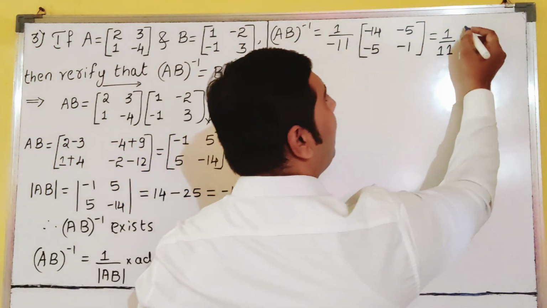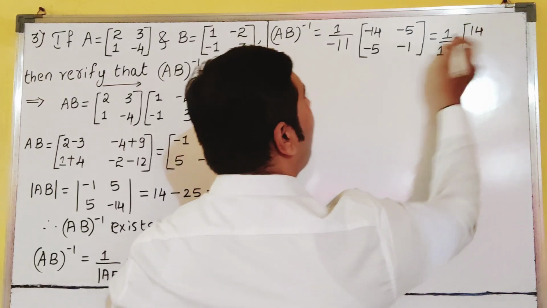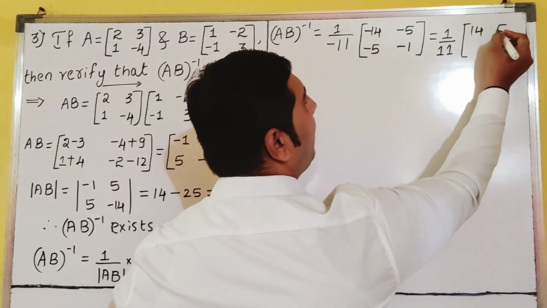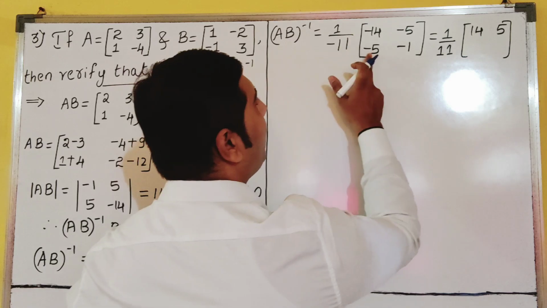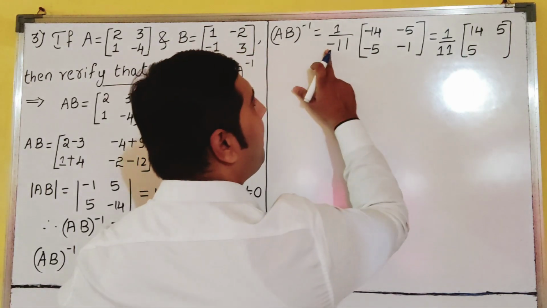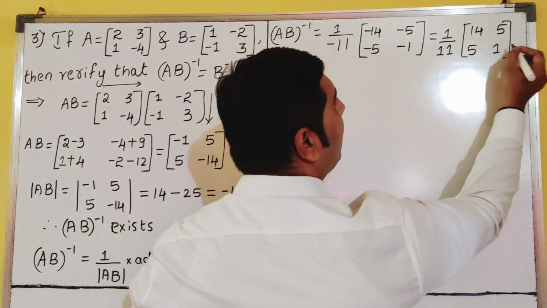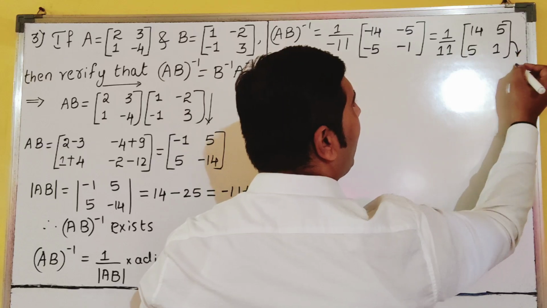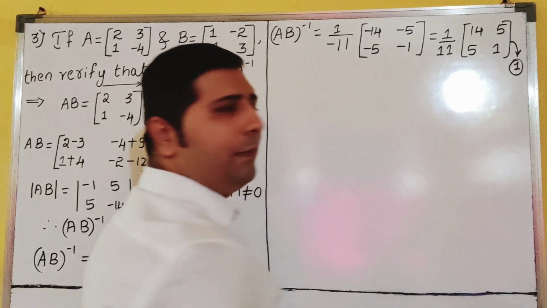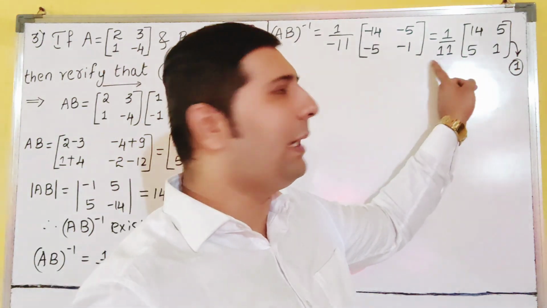Minus into minus plus 14. Minus into minus plus 5. And minus into minus plus 5. Minus into minus plus 1. I will call this equation number 1. Understood? Equation 1, I am saying this.